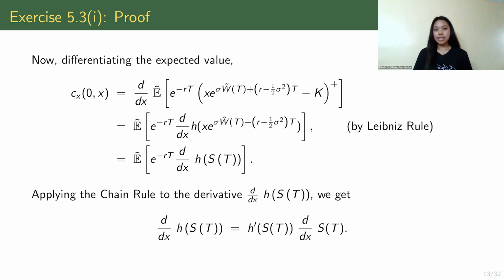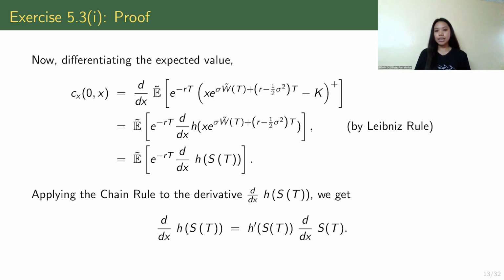Now differentiating the expected value, the call option at time 0 would be equal to this expression. So, by Leibniz rule, if two functions f(x) and g(x) are differentiable n times individually, then their product is also differentiable n times. Simply, Leibniz rule generalizes the product rule of differentiation. So, from this, we can differentiate the expression inside the expectation.